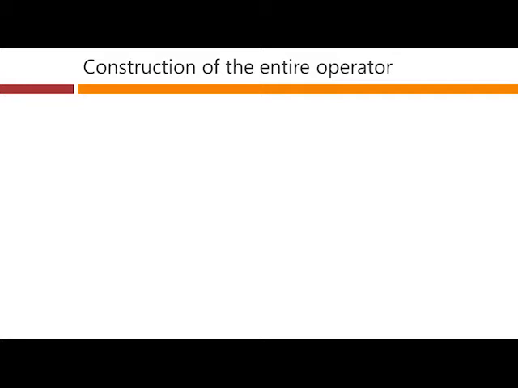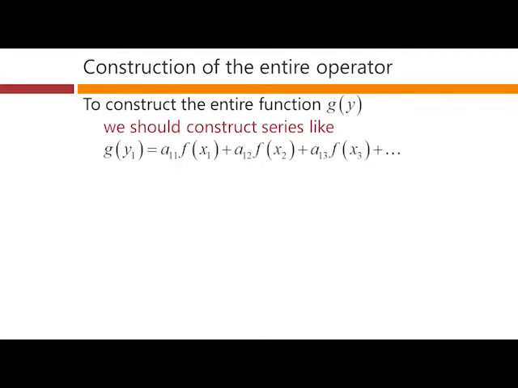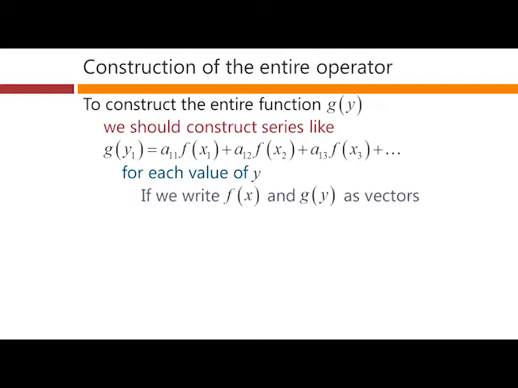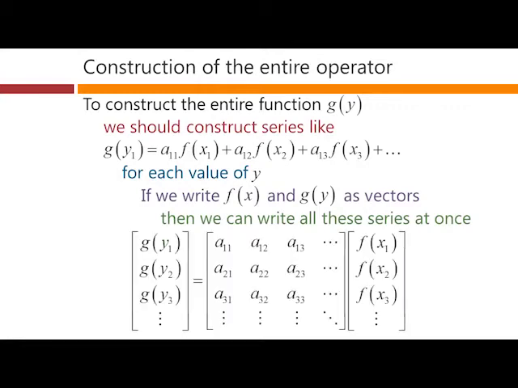Now let's try to construct the entire operator. To construct the entire function g of y, that is at all of its arguments y, we should construct series like this for each different possible value of y1. So for some other value y2, we would have some other series here, a21 times f of x1 plus a22 times f of x2, and so on. So constructing series like this for each value of y, well, if we write f of x and g of y as vectors, then we can write all of these series at once by using a matrix.